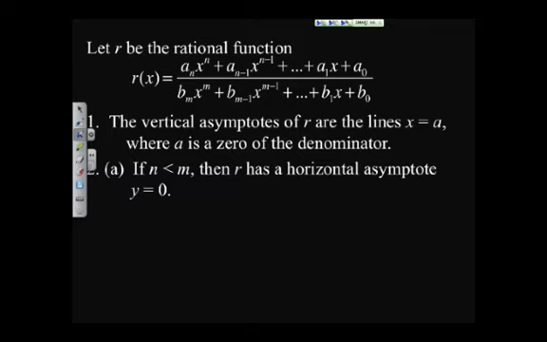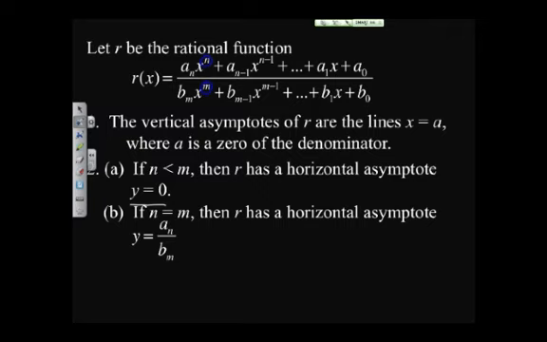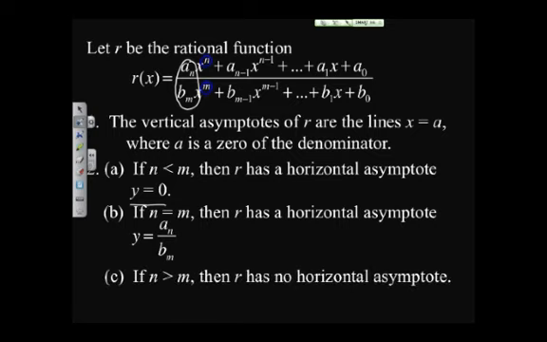The second part is for horizontal asymptotes. If n, the degree on the top, is less than m, the degree on the bottom, then we have a horizontal asymptote, and it is y equals 0. So that's one case. But we're always comparing n and m. The second case is if n and m are equal, then r has a horizontal asymptote, and it's just made up of the fraction from these leading coefficients, a sub n over b sub m. And finally, if n is greater than m, there is no horizontal asymptote, so you don't have to worry about it.